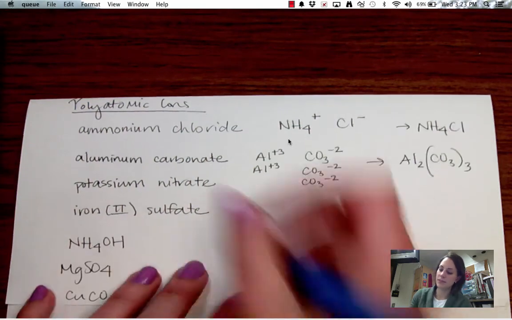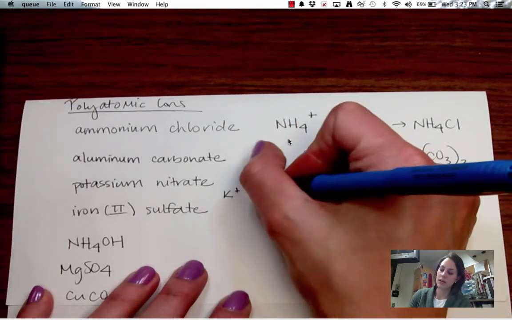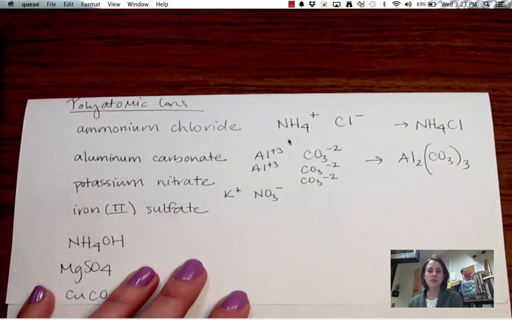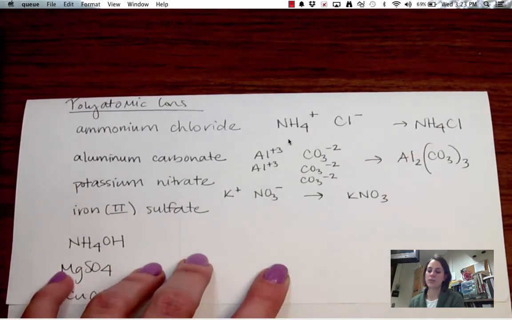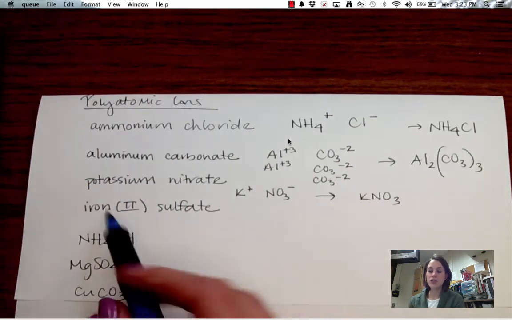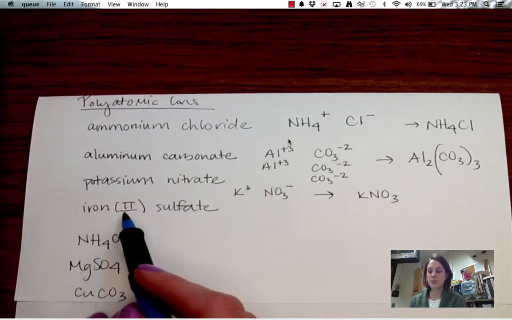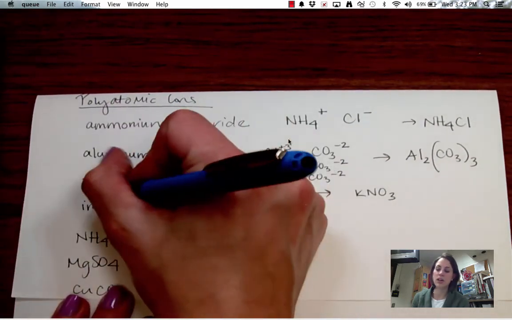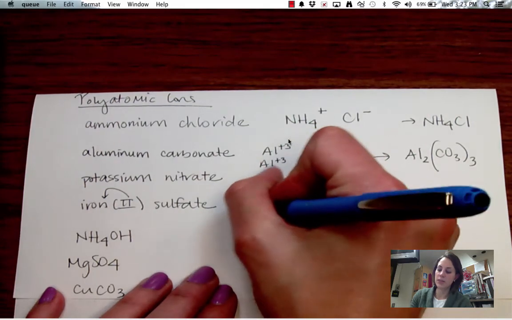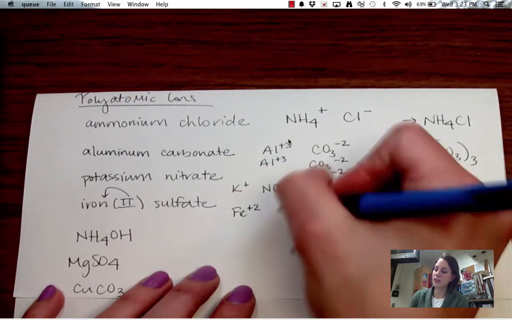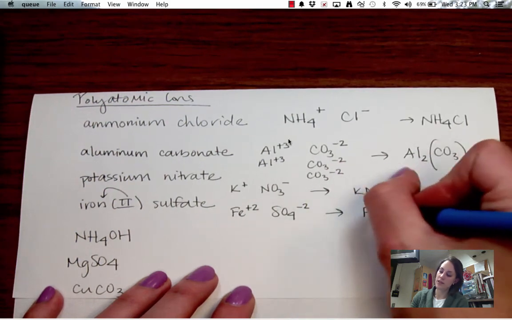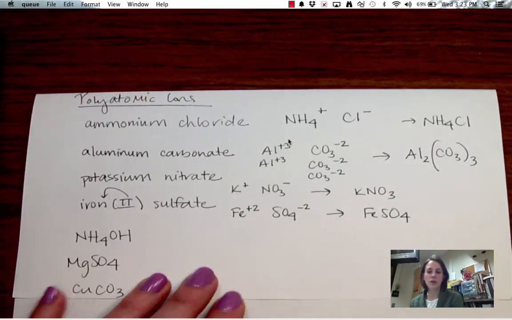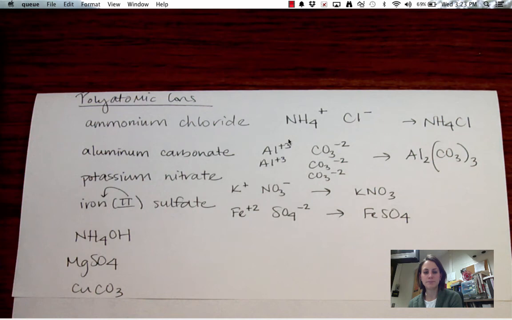Potassium nitrate. Potassium is a +1. Nitrate is a -1. So those are pretty easy to balance. I get KNO3. Iron(II) sulfate. This is a transition metal. So the 2, remember, tells you the charge on iron. Iron is a +2 then. And sulfate is a -2 charge. So I get FeSO4. No parentheses needed there.